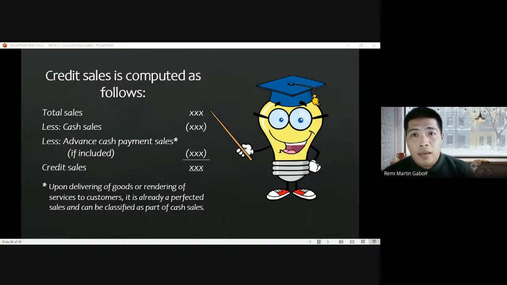Okay? If included. But if the problem provides that the total sales does not include advance cash payment sales, because we are recognizing what is called the accrual basis. Advance cash payment sale, guys, somewhat violates the accrual basis, if we only base it on the receipt of cash. Okay? So if the advance cash payment sale is not included, then just ignore that amount. That's why I have a description there: advance cash payment sale, deduct if included. Okay? So from that, we can arrive at the credit sales. Okay?